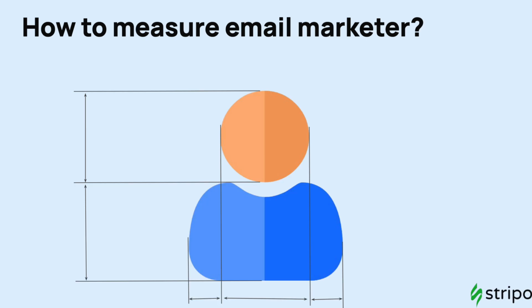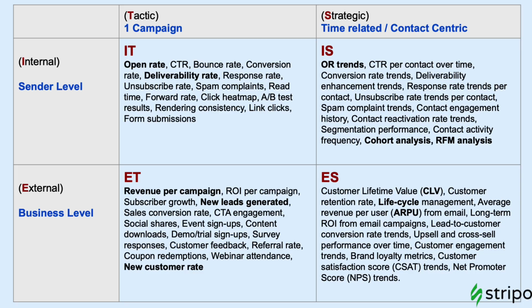So if he is like this magic person who must do everything, how do you measure his success? And to understand how to measure, let's provide a big list of metrics an email marketer usually has in his context. I split them in a table into 4 different categories. First is tactical and strategic.